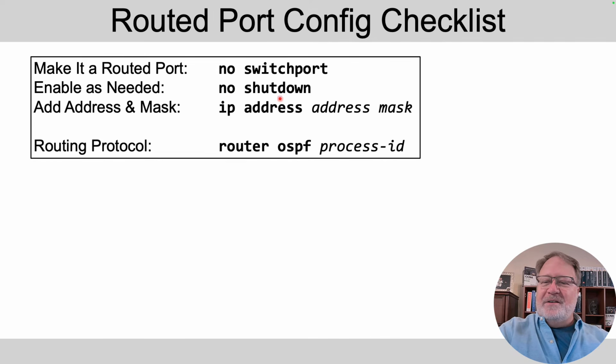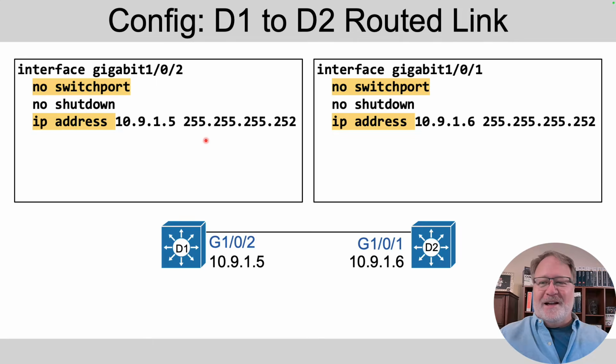Then no shutdown administratively enables the port. That's just in case somebody had shut it down earlier. And then you configure the IP address with the address and mask in dotted decimal format. You'll probably configure routing protocol configuration. We just haven't gotten there in the class yet, so I won't really go over that kind of config.